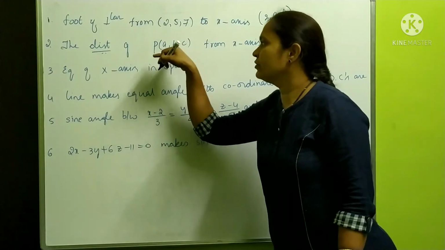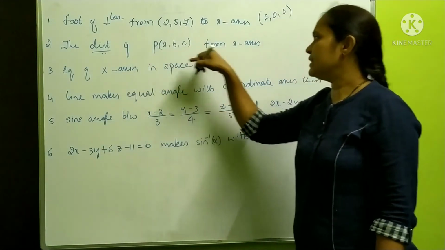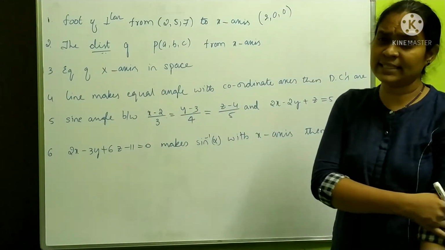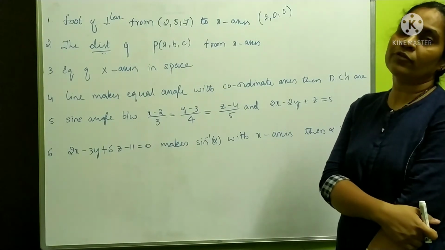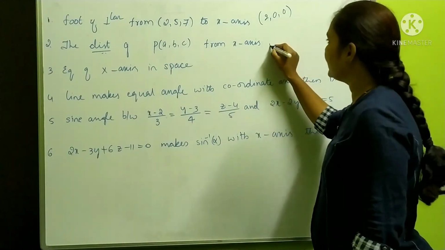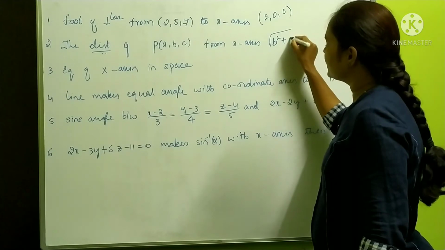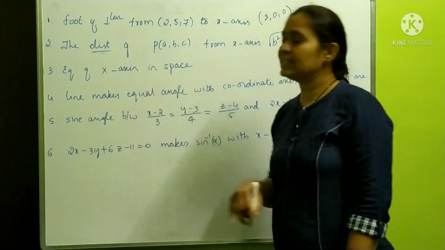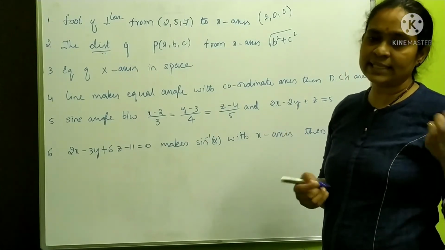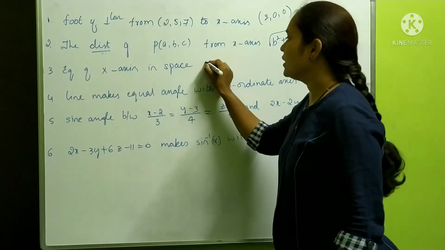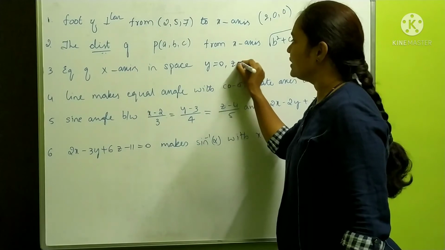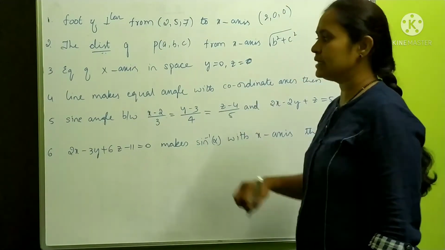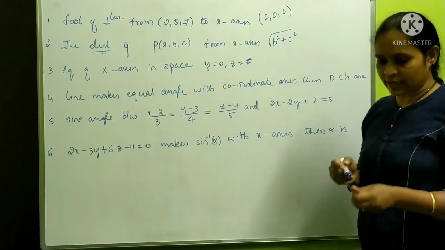Now, distance of point a, b, c from the x-axis. From the x-axis means definitely it is equal to root over b square plus c square. Equation of the x-axis in space, in space meaning three-dimensional geometry, is y is equal to 0, z is equal to 0. Now you see the fourth one.